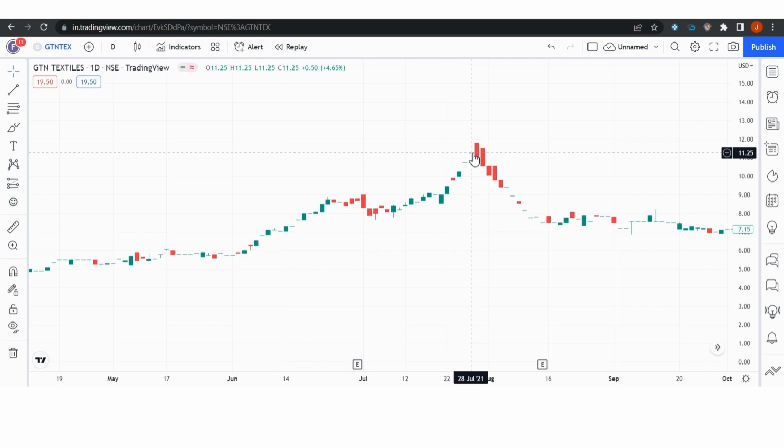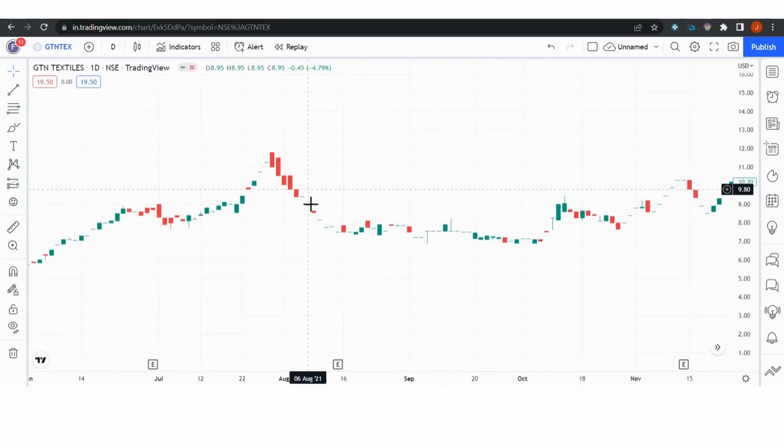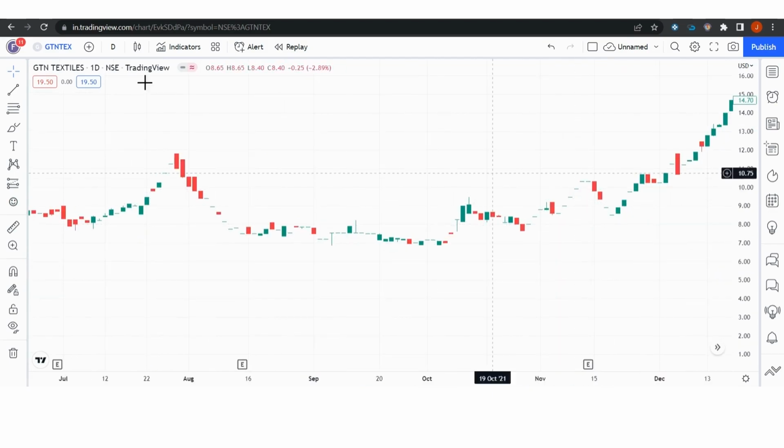So I hope I was able to clear both of these confusions, and I was also able to show these practical examples of lower circuits. Also, you can check this chart by yourself also, GT Textiles. And this tool which I'm using is a very famous tool if you don't know about it, that is in.tradingview.com. I'll leave the link for this also in the description.